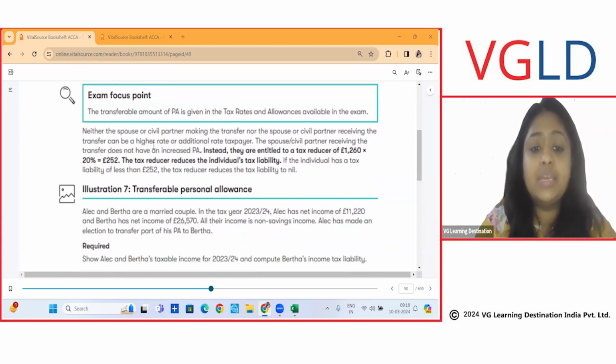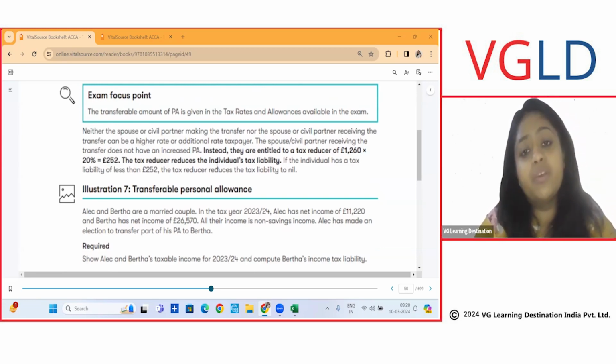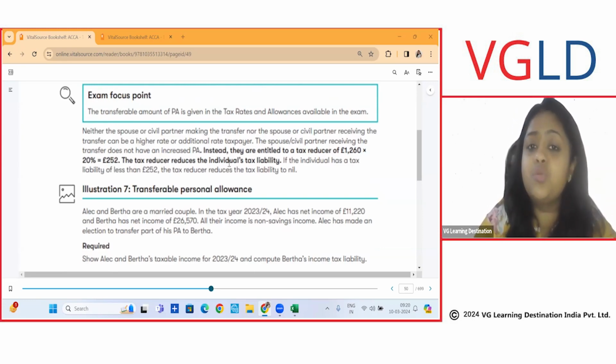So instead of increasing the PA, the spouse or the civil partner receiving the transfer does not increase PA. Instead, they are entitled to a tax reducer of 1260 multiplied by 20%, which is 252, a fixed amount 252. This tax reducer will reduce their individual's total tax liability. So just like we reduce tax paid, we will reduce the tax reducer of 252 as well.